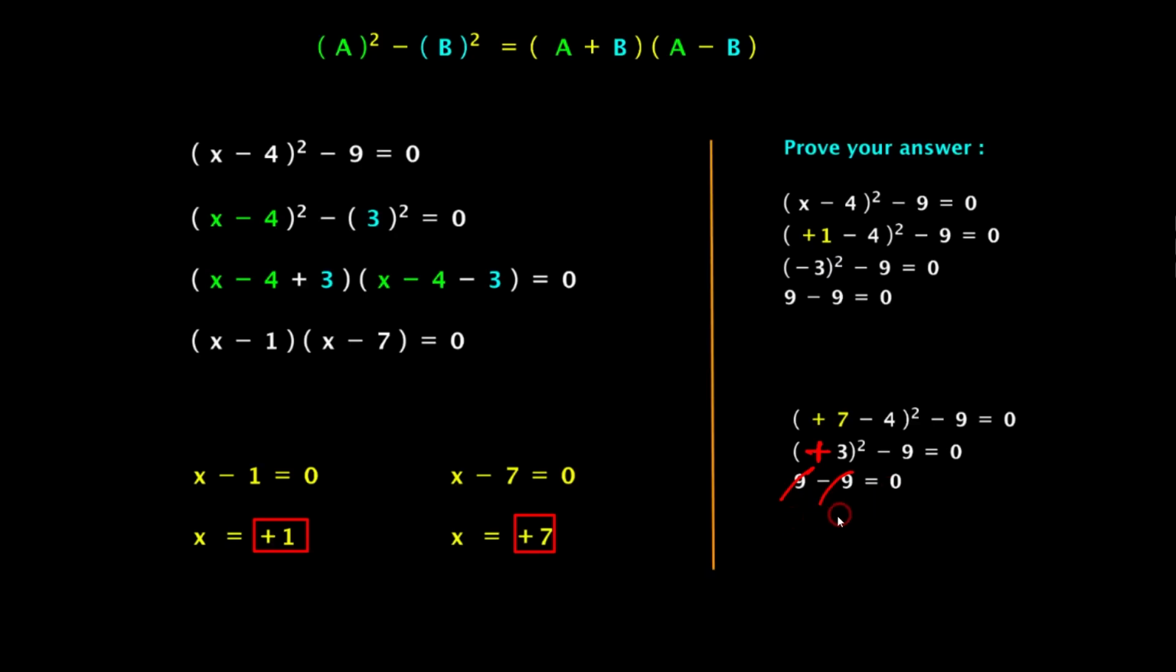And we are done. Sorry about that. I just pressed the wrong button. I apologize for that. So the left side and right side are the same. Both x equals 1 and x equals 7. We have proved it. The answer is right. And we are done.